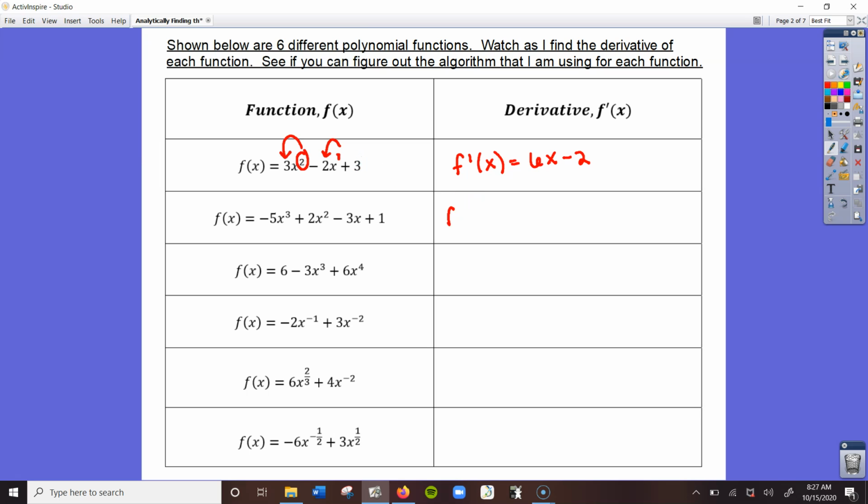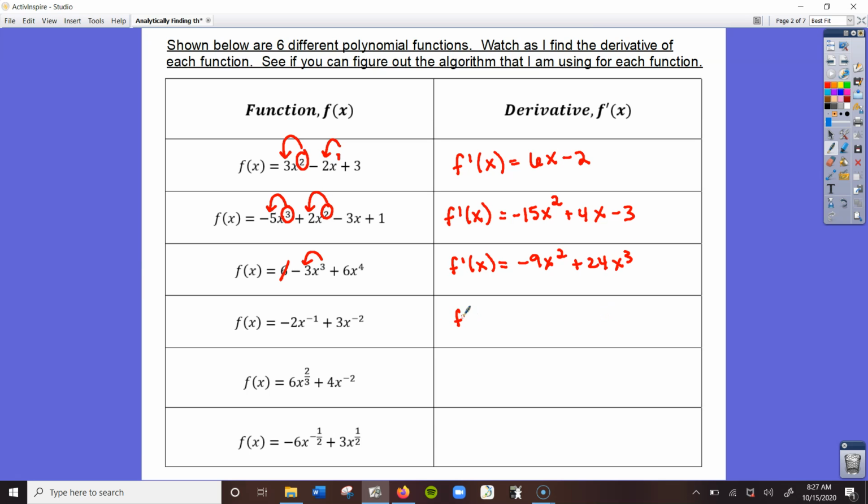So if I were to find f prime of x for the next function, following that same pattern, if I multiply all of these exponents to the coefficient, we would get negative 15x, and then remember you subtract 1 from the exponent, plus 4x, and then minus 3. For this next one, f prime of x, the derivative would be, this would be 0, and then 3 times negative 3 is negative 9x squared plus 24x to the third.